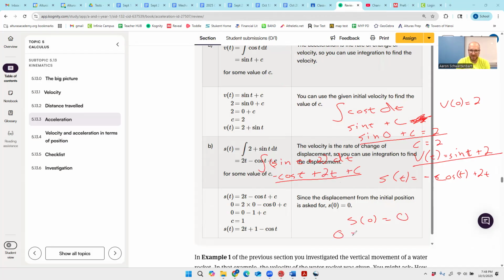So 0 has to equal negative cosine of 0 plus 2 times 0 plus c. Cosine of 0 is 1, so negative cosine of 0 is negative 1. So c has to equal 1. So my final function is that. You've got to watch out for it when it's a sine or a cosine. I haven't come across a lot of those, so they got me with a tricky one.